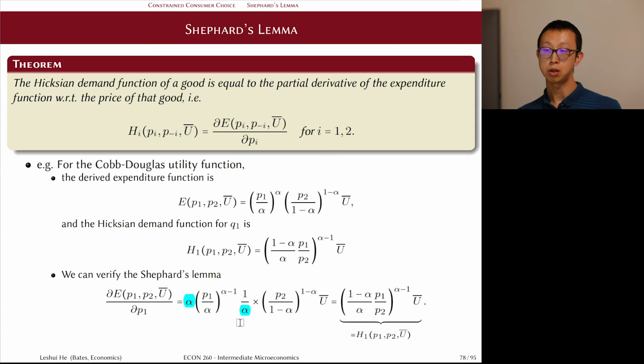And we also notice that if we flip the P2 over 1 minus alpha upside down and slap on a negative sign on the power, we can combine these two terms into one. And that's precisely the Hicksian demand expression we derived from the previous example. You can also give it a try for good 2, and you should be able to verify that Shepard's lemma also works there.